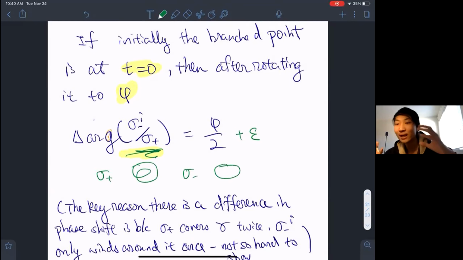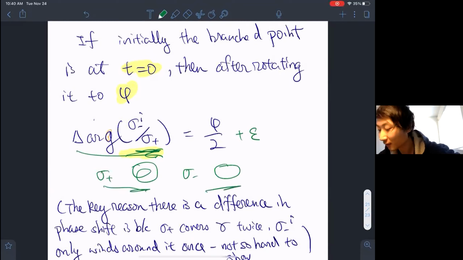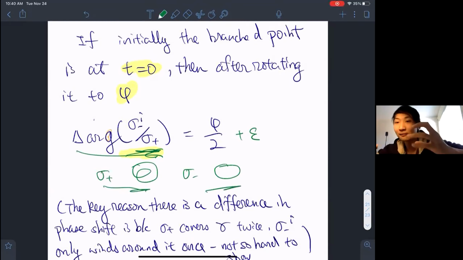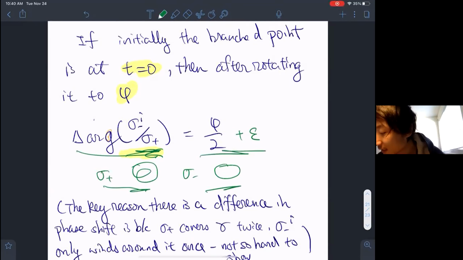And if you actually write down, this part is not so hard to write down, though I regret not writing it down, it will boil down to the fact that these two are covered differently. And hence, when you rotate, their eigenfunctions will pick up a phase that's different. And that's the relative phase shift we're seeing over here.